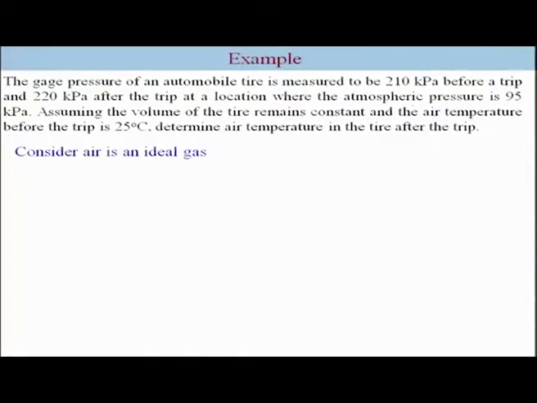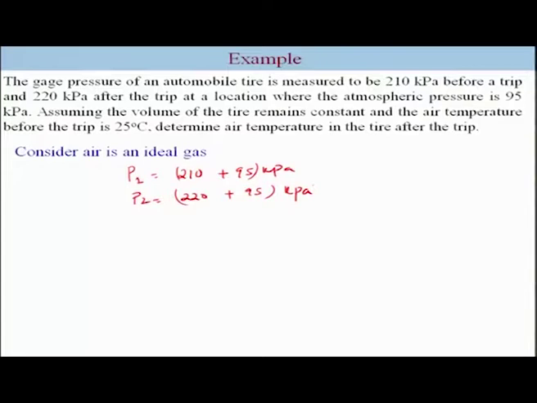Now, using the ideal gas, this is an example where the gauge pressure of an automobile tire is measured to be 210 kilopascal before a trip and 220 kilopascal after the trip, at a location where the atmospheric pressure is 95 kilopascal. So, that means the total pressure P1 is equal to 210 plus 95 kilopascal, and P2 is 220 plus 95 kilopascal.